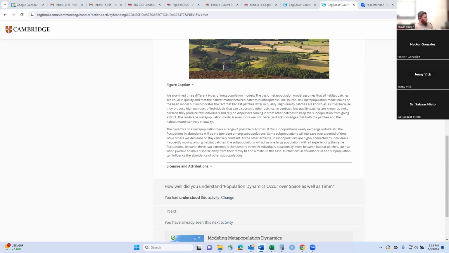Okay, and then the last model that they talk about is the landscape metapopulation model. So they describe it as being the most realistic model because it acknowledges that both the patches and the habitat matrix can vary in quality, which I think, if we've been outside a few times, we can attest that that's generally true.